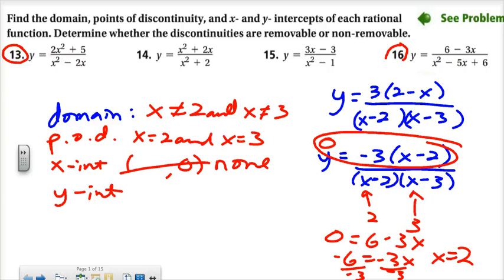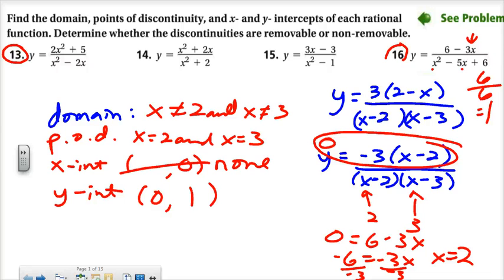Our y-intercept occurs when we have 0 for x. So let's go back up to the original and put a 0 in and see what happens. If we put a 0 in our numerator, 6 minus 3 times 0 is 6. And if we put a 0 in our denominator, 0 minus 0 plus 6 is 6. So we actually get 1 this time, and that will be a 1. So we have a y-intercept of 0, 1.